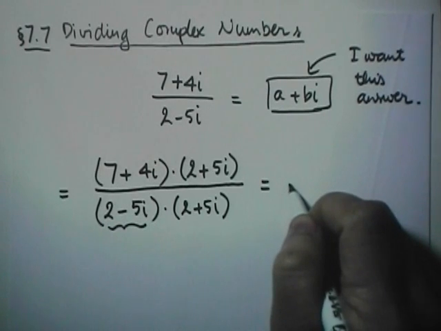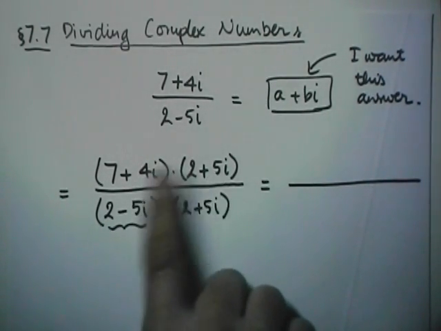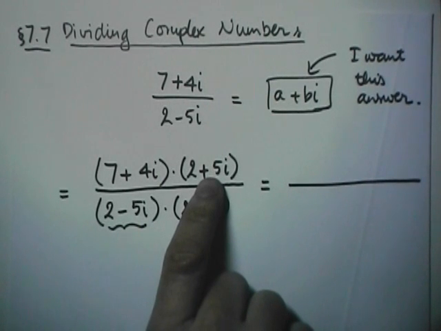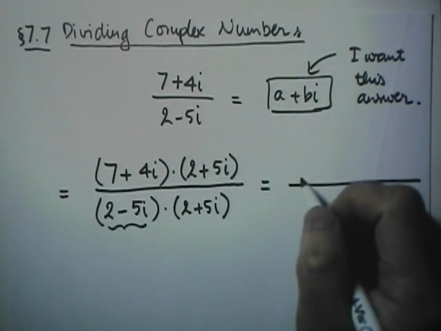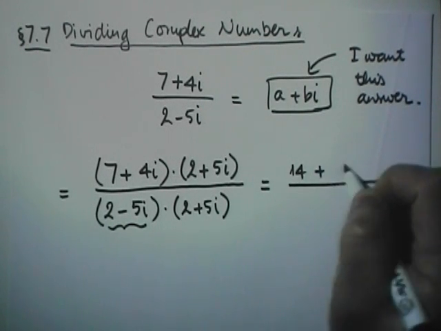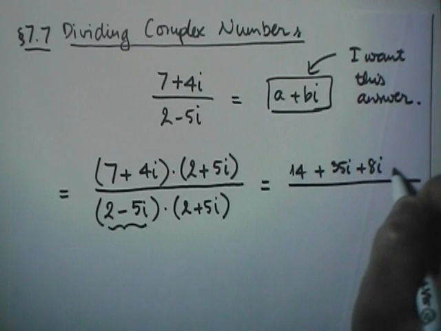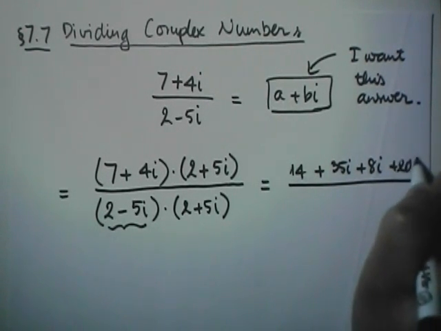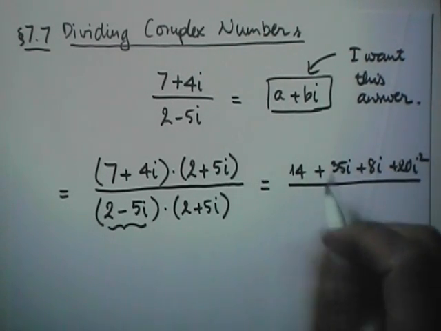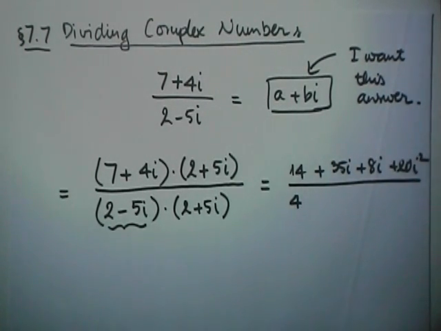So now let's go ahead and do the multiplications. On top here, I'm going to have 14 plus 35i plus 8i plus 20i squared. And at the bottom you have 4. Now you always have the option to FOIL the bottom, but I'm going to take a little short route right here.